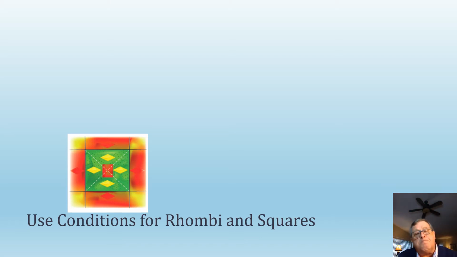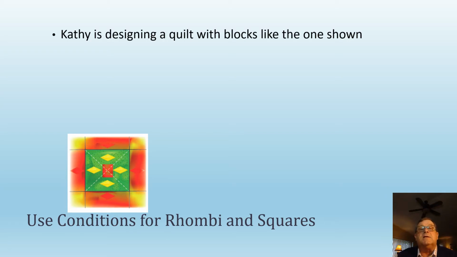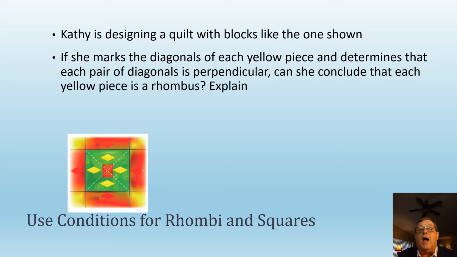We're going to find out this is a piece of a quilt. It says, Kathy is designing a quilt with blocks like the one shown. All right, well, good for Kathy. If she marks the diagonals of each yellow piece, and determines that each pair of diagonals is perpendicular, can she conclude that each yellow piece is a rhombus?